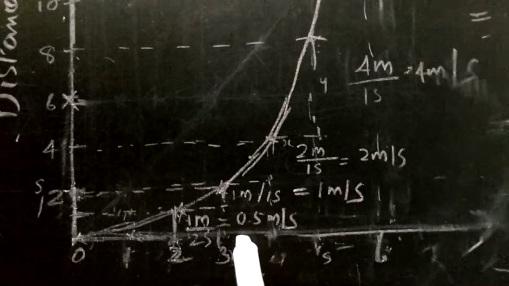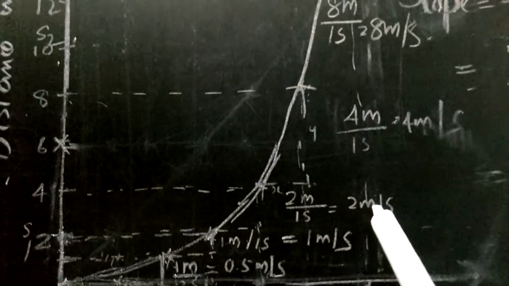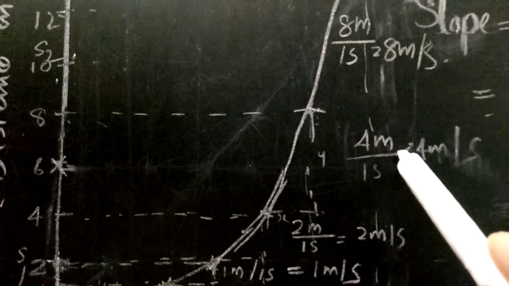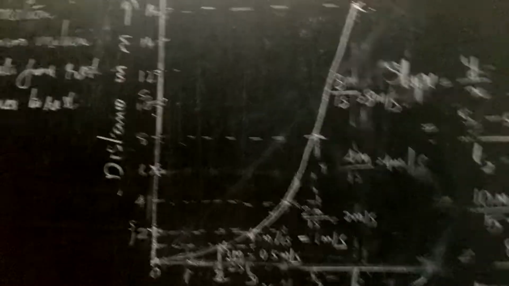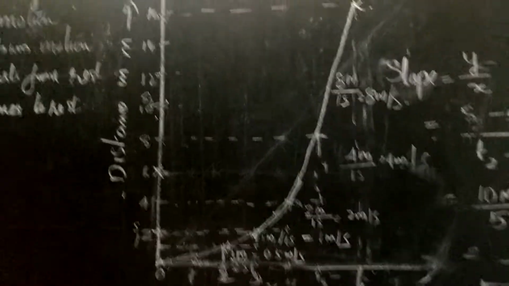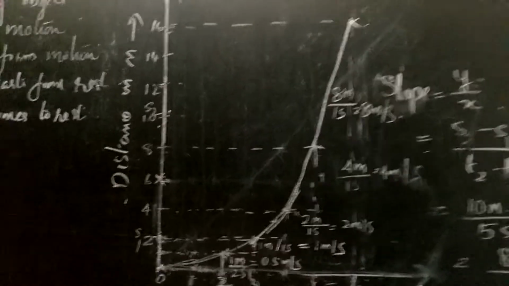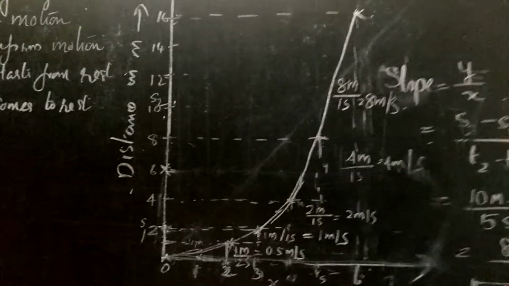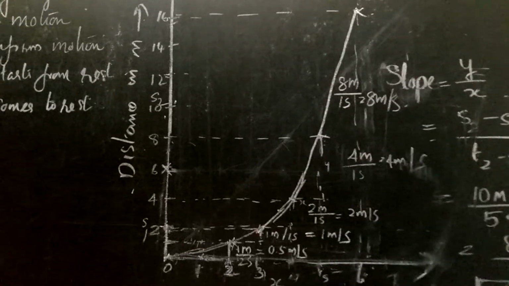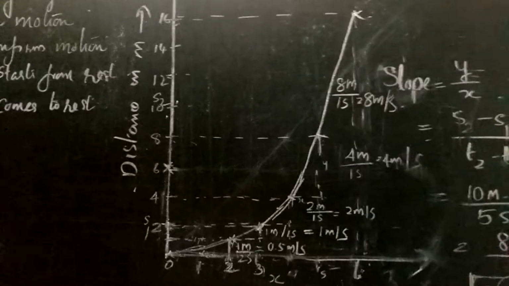So you can see first it has a speed of 0.5 meter per second, then it slowly increases to 1 meter per second, then 2 meter per second, then 4 meter per second, finally it becomes 8 meter per second. Is that clear? So its speed goes on increasing. So this is the distance time graph for a non-uniform motion which starts from rest, and its speed goes on increasing, or it covers more and more distance in each interval of time.